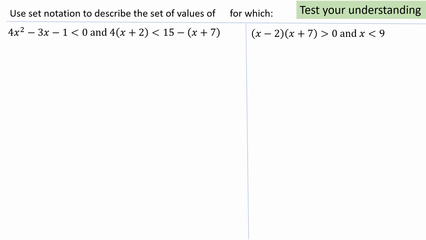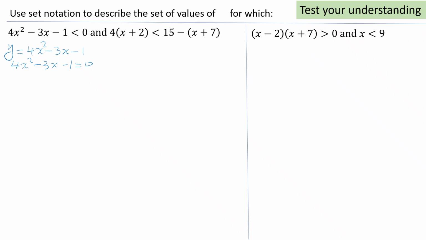Pause this video and try yourself. First inequality is a quadratic. y equals 4x squared minus 3x minus 1. So factorize this one, equal to 0. So 4x squared minus 3x minus 1 equals 0.